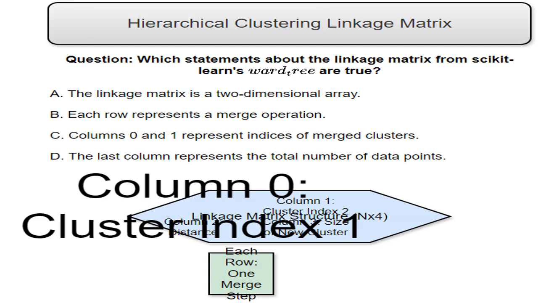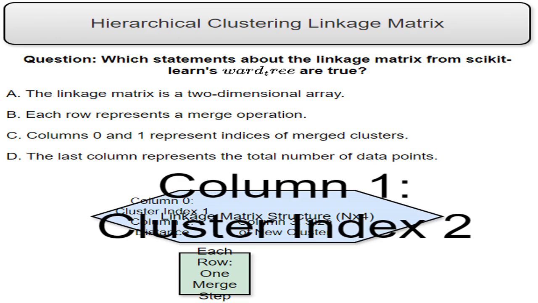This column contains the distance between the 2 clusters being merged. This distance is determined by the linkage criterion used in ward_tree. In this case, Ward's method. Think of it as measuring how similar or dissimilar the 2 clusters are. This column tells you how many data points are in the new cluster formed after the merge. It's the combined size of the 2 clusters you've just joined, not the overall size of all the clusters.